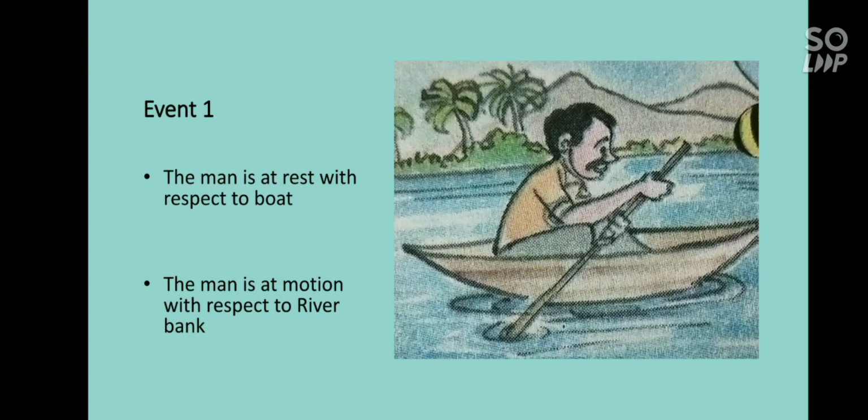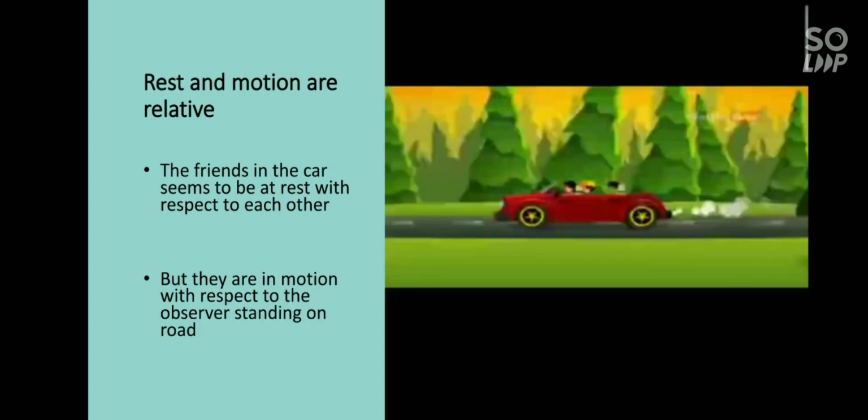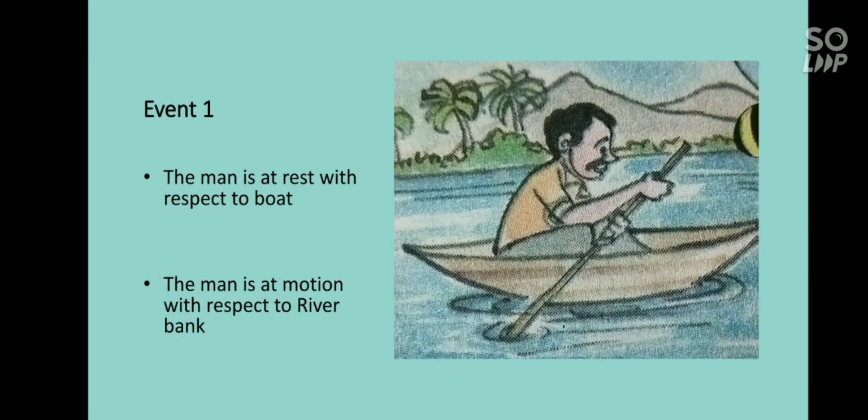In the first example we can see a man sailing on a boat. With respect to this boat, this man is at rest. As the time changes also, the position of the man doesn't change with respect to the boat. So with respect to the boat, the man is at rest. But with respect to the river bank, as the time changes, the man will be moving from this corner to that corner. So he is in motion with respect to the river bank.